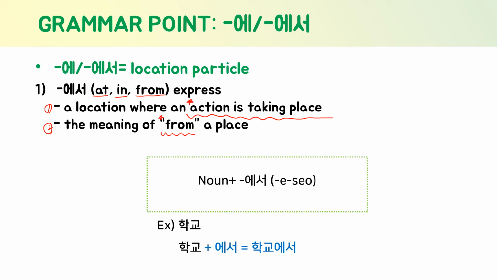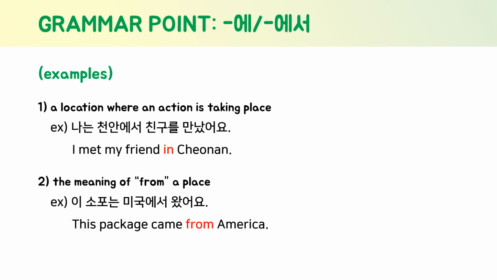Conjugation is the same way. All you need to do is add 에서 at the end of a noun. So here, 학교, all you need to do is add 에서, and it becomes 학교에서. So here, the example. As I just mentioned, the 에서 can show the location where an action is taking place.